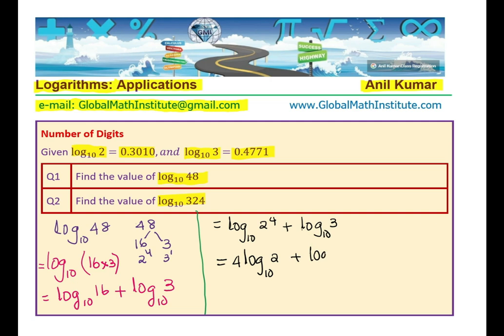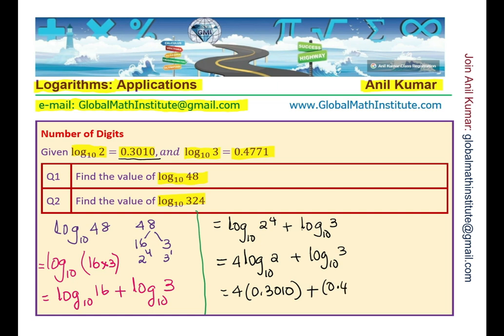Plus log to the base 10 of 3. Now we can substitute both the values. Log to the base 10 of 2 is given to us as 0.3010. So it will be 4 times 0.3010 plus log to the base 10 of 3, which is 0.4771. Correct.